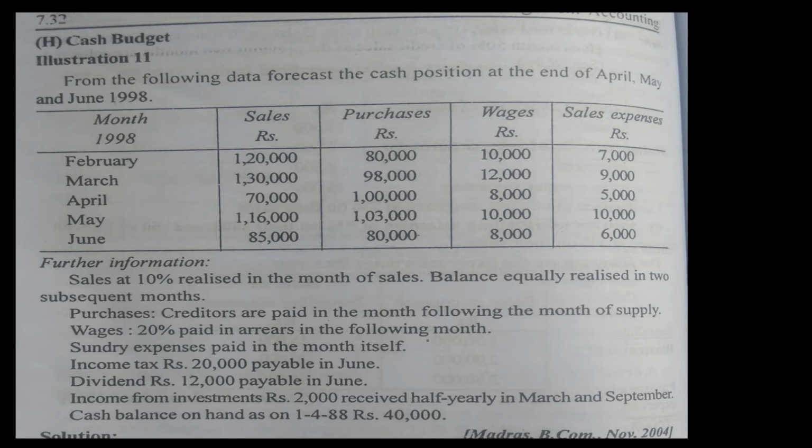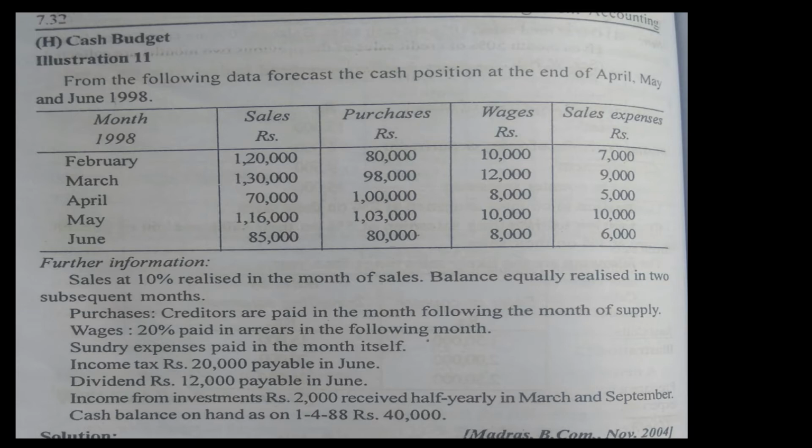When a particular money is collected in various months, February collection is done in March and April also, in that case you have to prepare a working note to find what is the real amount collected. Then next one, what about the purchases? The next line says the creditors are paid in the month following the month of supply. The whole amount is paid in the next month, not divided into 2 or 3. Okay, the wages 20% is in arrear, which means 80% is paid in the same time.